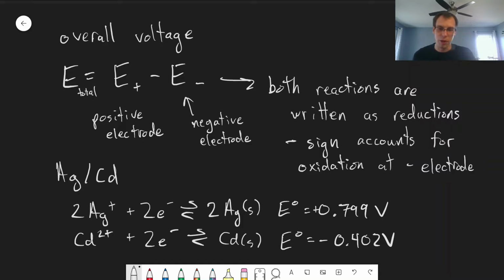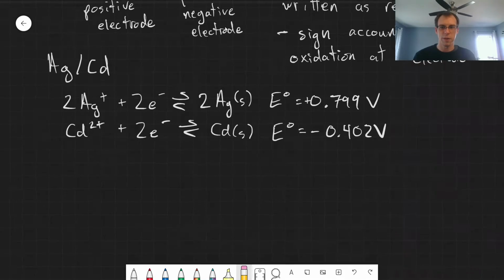Now, if these were both at 1 molar concentrations of our silver plus and cadmium 2 plus, then we could just call this one our positive, this one our negative, subtract these, and be done. But we can't do that. So we need to go through and calculate, using the Nernst equation, what the potential is here.